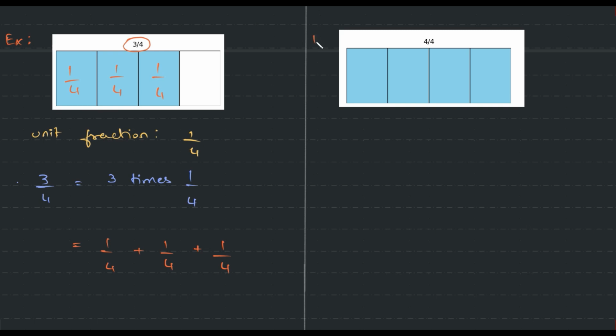Example, I don't know which example is this. Example. Here too the unit fraction is 1 by 4. And there are 4 times 1 by 4, which is equal to 4 divided by 4. But we know that 4 divided by 4 is 1. So basically out of 4 parts, if I choose all the 4, I'll get the entire unit. That makes sense, is it not?